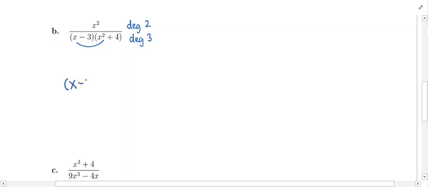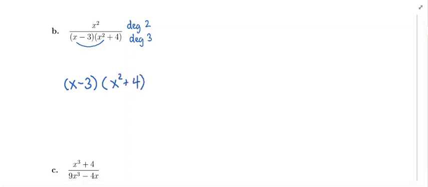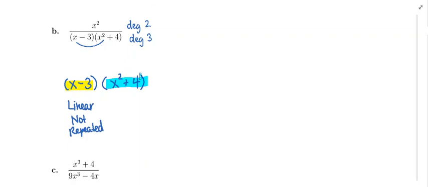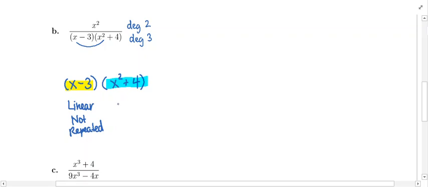It is already factored for us. One factor is x minus 3, the other is x squared plus 4. This factor right here, the x minus 3, is linear and it is not repeated. I only see it once in the factorization. When I look at this other factor, look inside the parentheses. Inside the parentheses, we have a square. It's x squared inside the parentheses. So this is a quadratic factor.